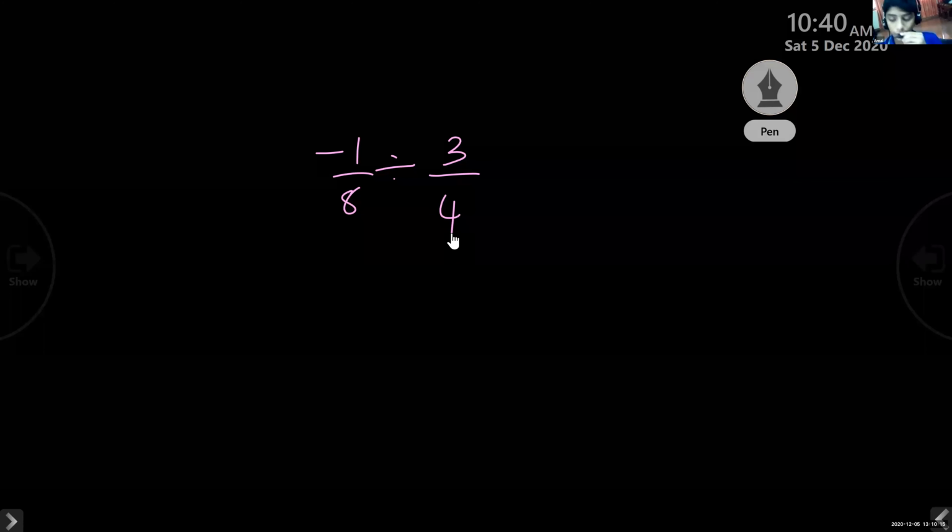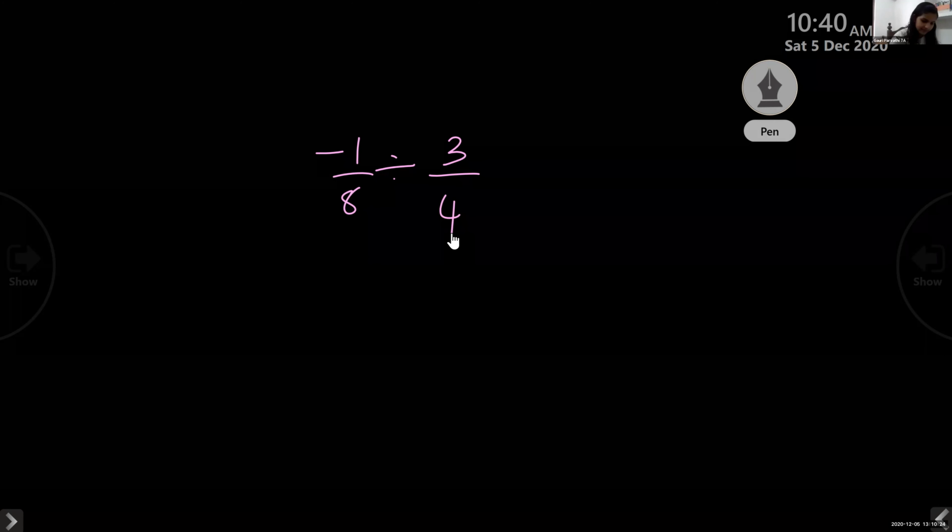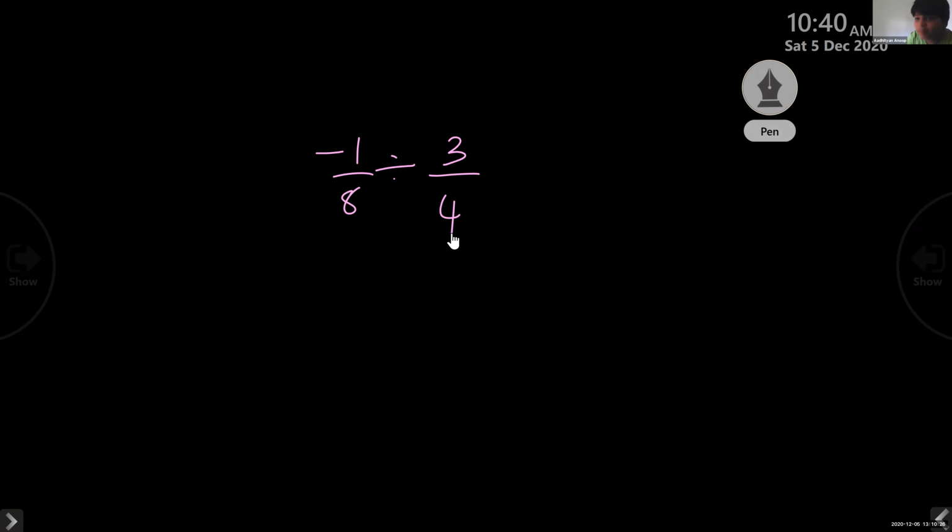Negative 4 by 24. Negative 4 by 24. What is it then? Negative 4 by 24.